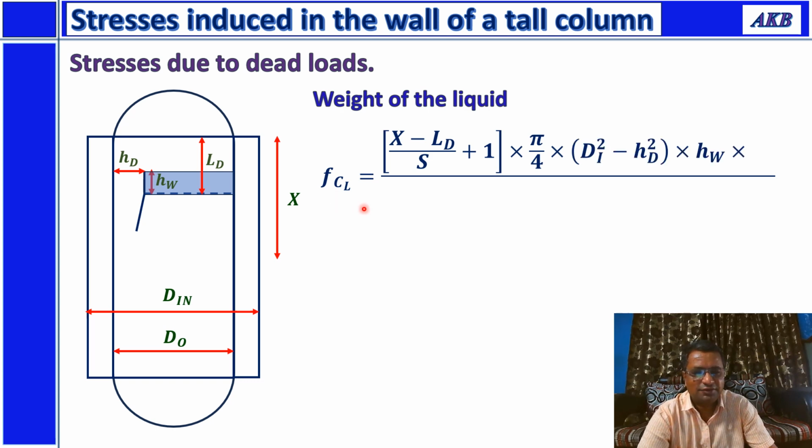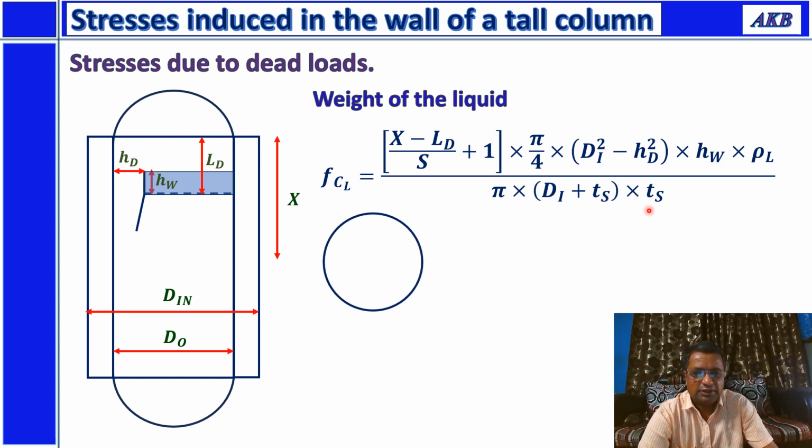I have discussed it in a separate video. You please watch that. I'm just showing you the equation over here. So this is fCL is equal to ((x minus LD) divided by S plus 1) into (pi by 4) into (di square minus hd square) into hw into rho L divided by pi into (di plus ts) into ts.